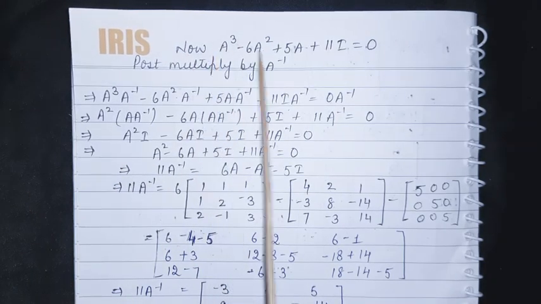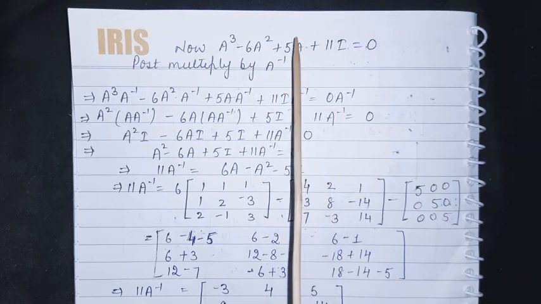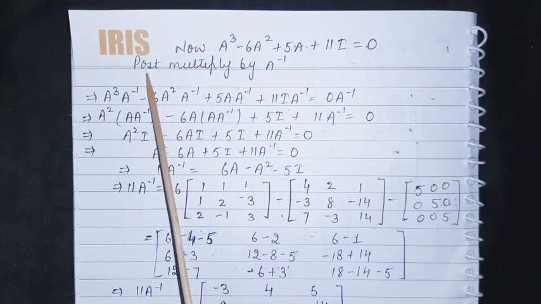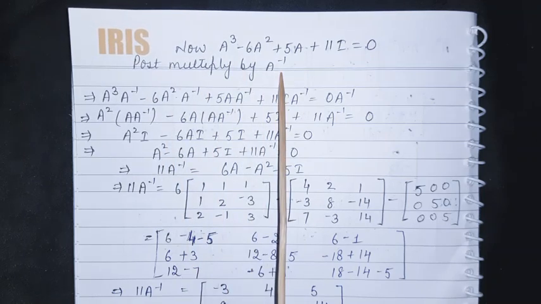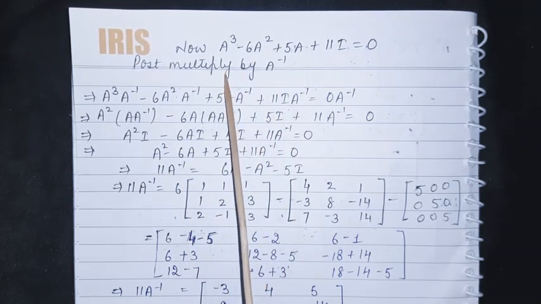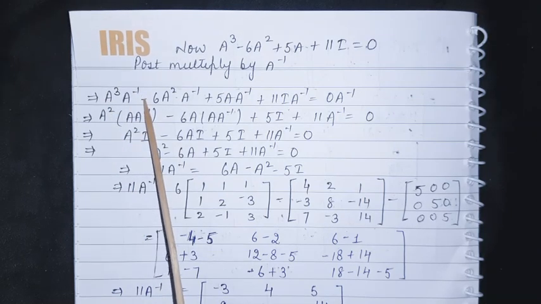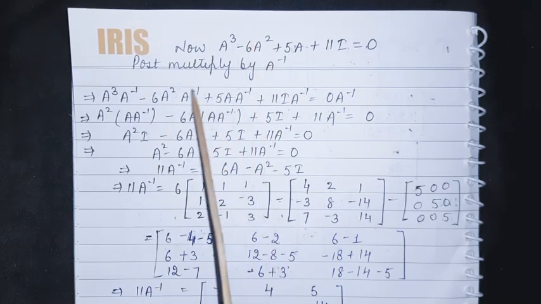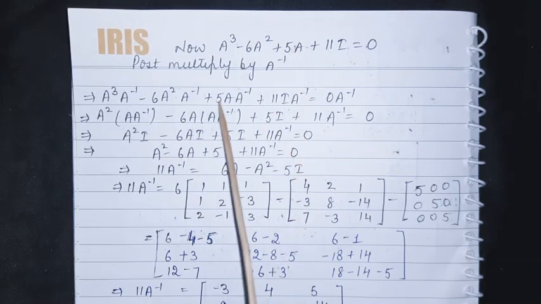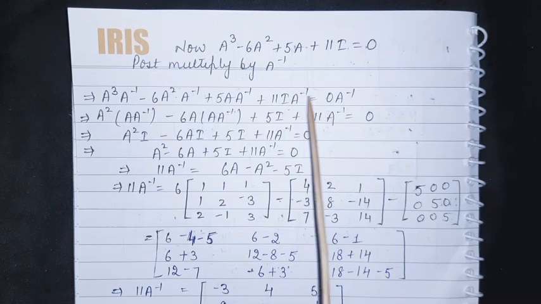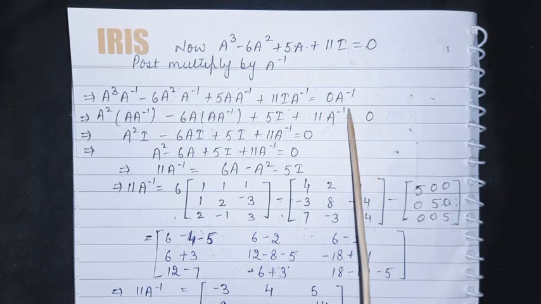Now we have already proved this matrix equation, so we will use this matrix equation to find A inverse. So we will post multiply by A inverse the way we did it in the previous question also. A cube multiplied with A inverse minus 6A square multiplied with A inverse. Similarly, 5A into A inverse plus 11 times A inverse equals 0 matrix into A inverse.